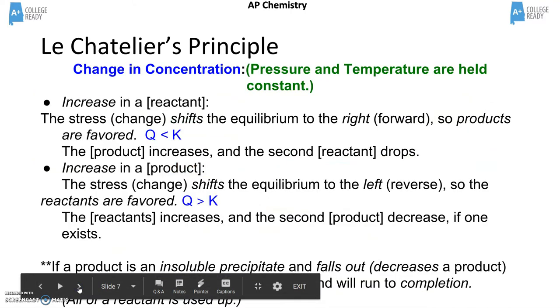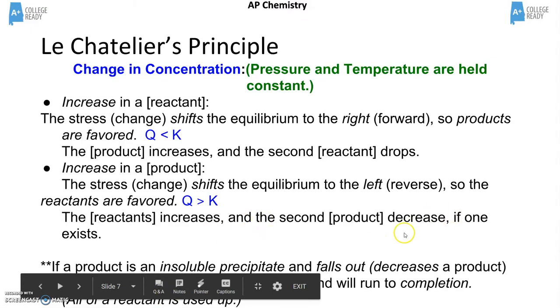Tongue twister. So if you change concentration but hold pressure and temperature constant, the system will shift to alleviate the stress. So if I increase the reactant, I'm going to shift to the product. If I increase the product, it's going to shift to the reactant.